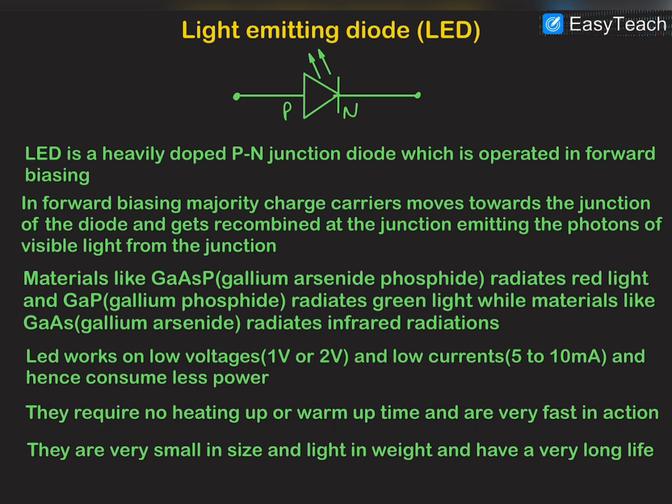LED has a very important advantage that it does not require any warm up time, so it is fast in action. As soon as it is plugged in, it will glow with equal brightness, while in a bulb, you know that brightness eventually increases with time. LEDs are also very small in size, light in weight, and their life is very long. A single LED can last up to 20 years. This is very important to note.